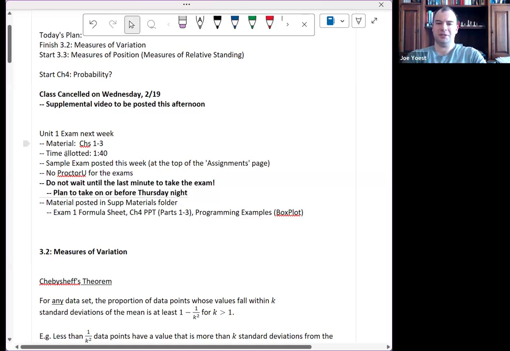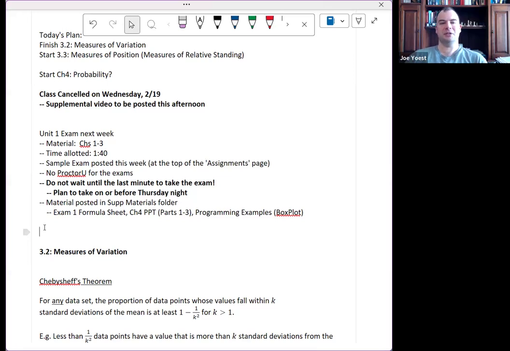Oh, and that was what I wanted to mention that I think I had skipped over. The sample exam is available now, so you can find it at the top of the assignments page on MyStatLab. And the sample exam is quite similar to the actual exam. Exams I always post at the top of the assignments page, just so they don't get jumbled in with assignments and all of that. Our most recent assignments are at the bottom of the assignments page. And this way it's just easy to find.